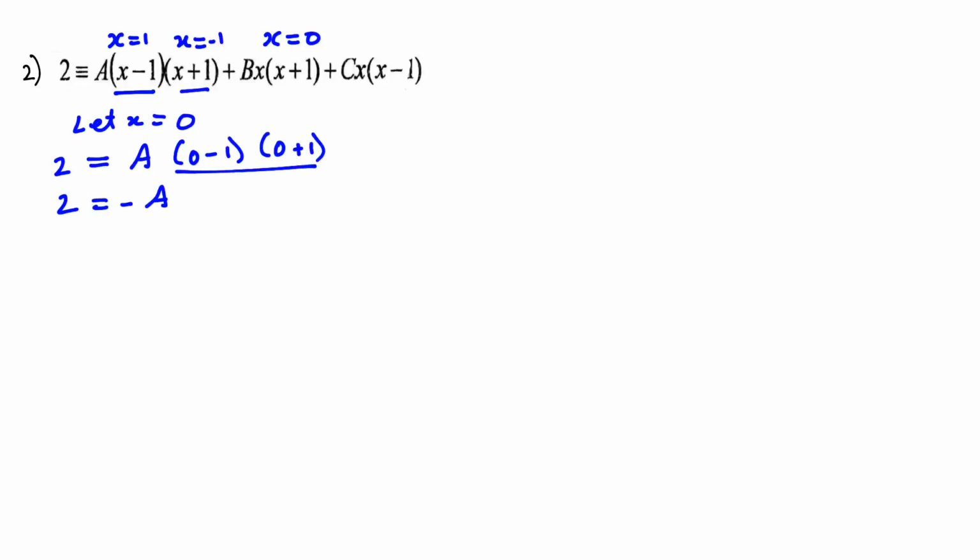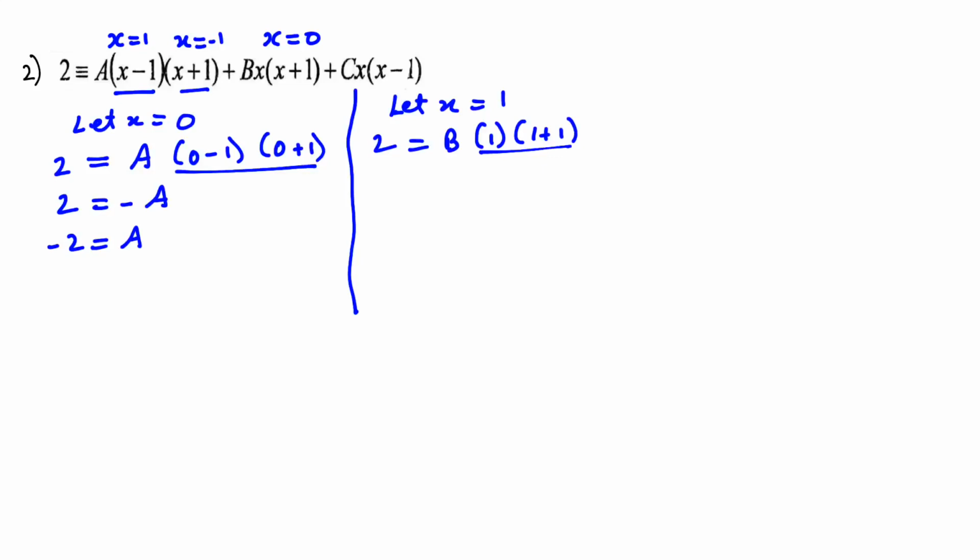Put this whole thing in the bracket, you will get negative 1. Therefore, negative 2 is equal to A. We give the sign to the number and not to the variable. Now, the next number we will use is let x equal 1. Therefore, 2 is equal to 1 minus 1 is 0. So, A is cancelled and 1 minus 1 is 0. C is cancelled. We are left with B. 1 and 1 plus 1. Put this in the calculator, you will get 2. 2 divided by 2 is equal to 1. So, therefore, 1 is equal to B.